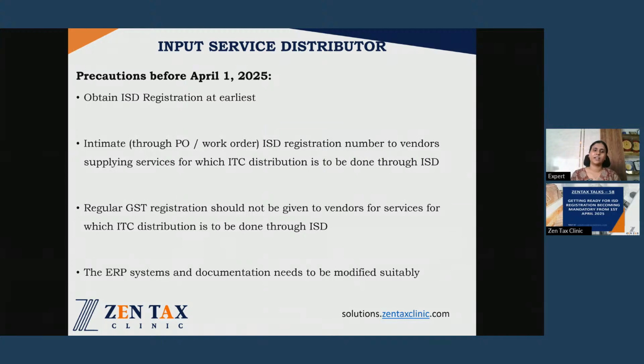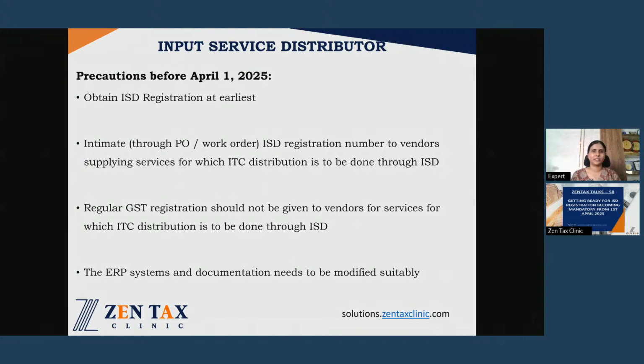Even if we have a separate GST registration, if the vendors have invoiced us to our regular GSTIN, we cannot transfer the credit. We need to specifically mention the ISD registration number to them, and make sure those invoices are reflected in our GSTR 2A or 2B. And as we saw, we need to issue ISD invoices, and we need proper ERP systems and documentation so that we can seamlessly transfer those credits to our entities.